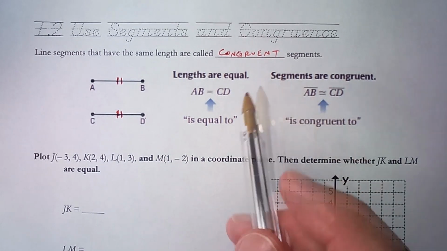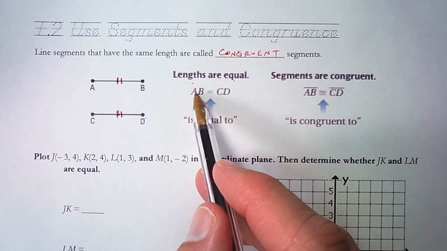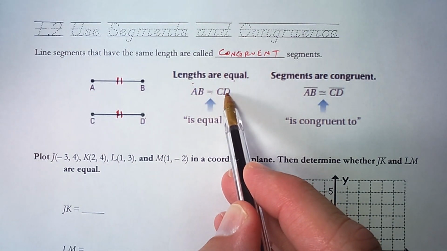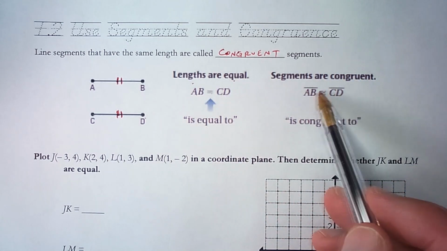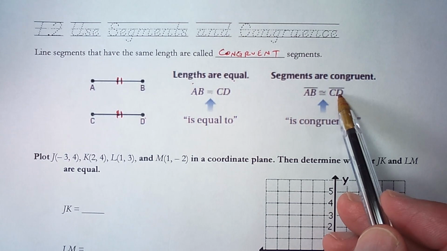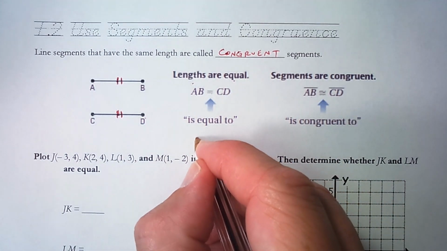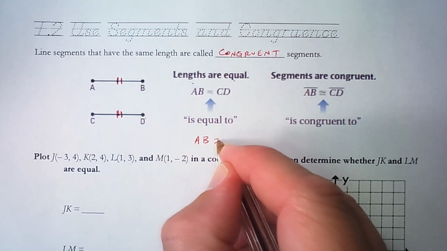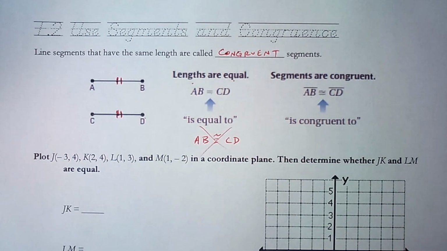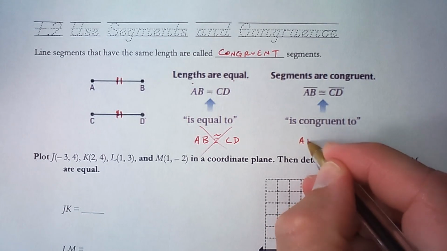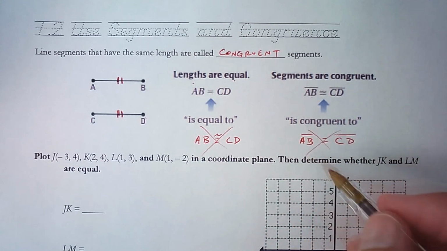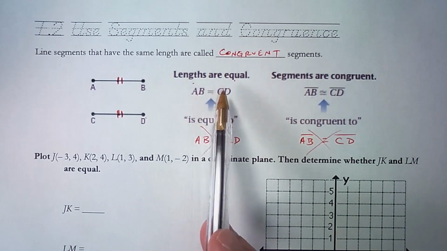So we can say that their lengths are equal. The length of AB is equal to the length of CD. Or we can say that the segments are congruent to each other. Segment AB is congruent to segment CD. I would never say this: the length of AB is congruent to the length of CD. That is not true. I would also not say that segment AB is equal to segment CD. That is not true. We can say the lengths are equal.